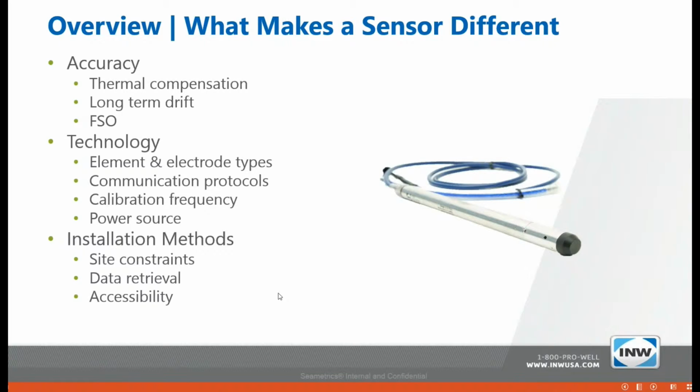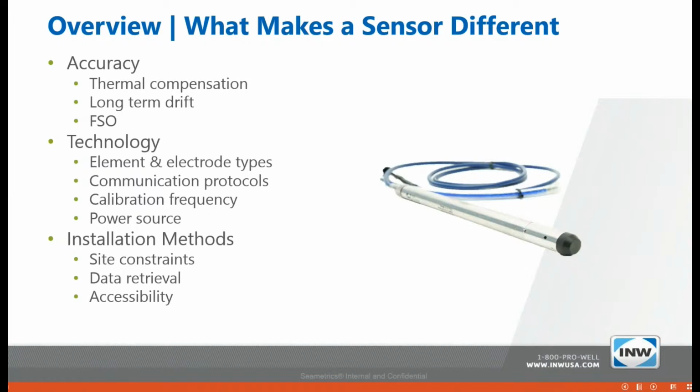The other thing is, depending on the type of elements that are in the units, long-term drift can be a factor, and the full-scale output is actually part of the accuracy. The technology has gone to various different types in the market over the past few years. Elements and electrodes have greatly improved, and there are various ones that you can choose from. They have anywhere from stainless elements to ceramic now. As far as pressure goes, electrodes have all types of different configurations, mostly of glass.